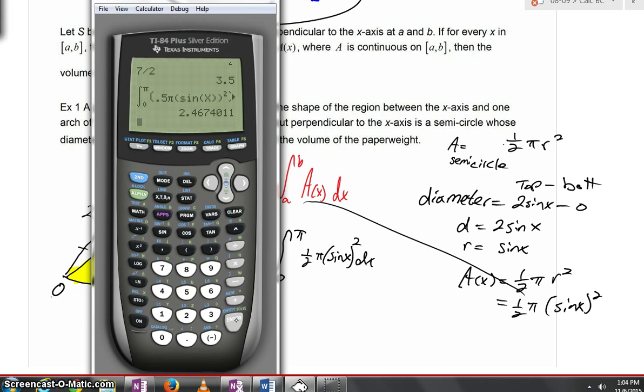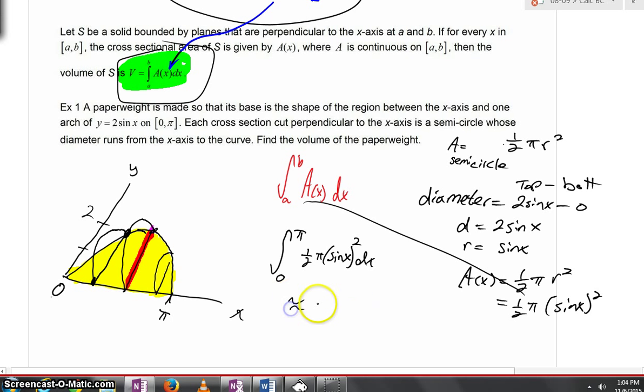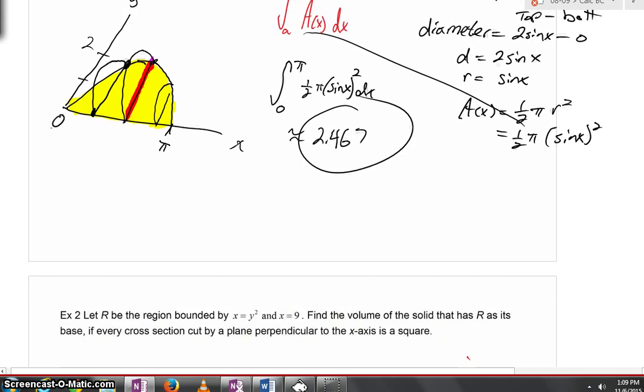Evidently about 2.467. Is that what you guys are getting? Okay, about 2.467. Okay, so that would be an answer. Of course, you could also have pulled pi out.